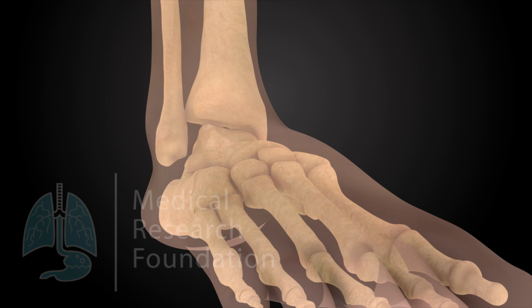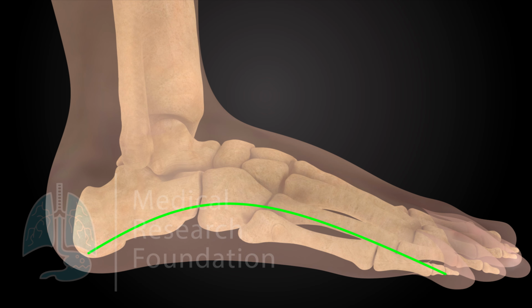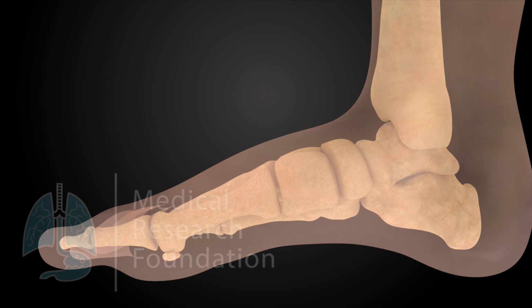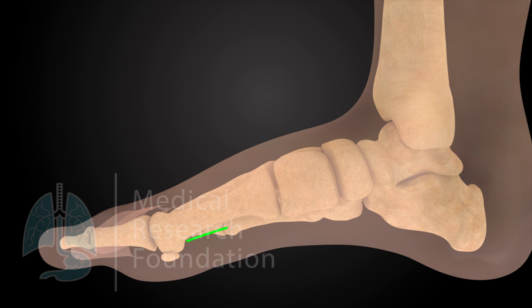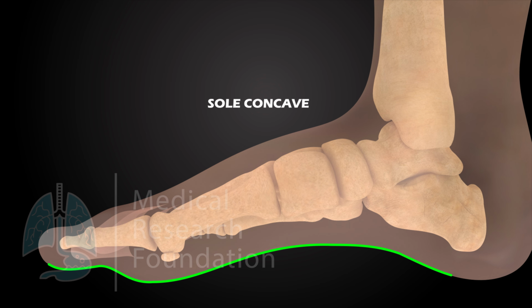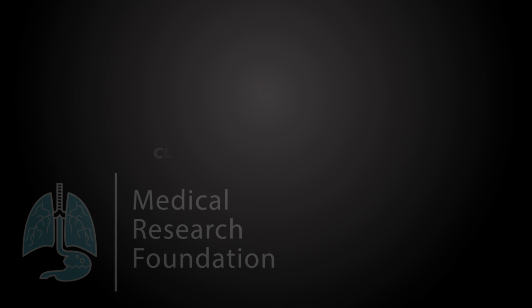As a pliable platform to support the body weight in the upright posture, the human foot is designed in the form of elastic arches or springs. The presence of the arches makes the sole concave.